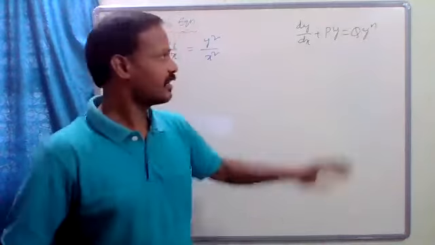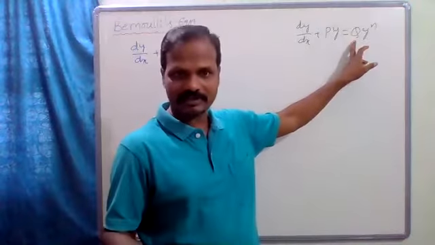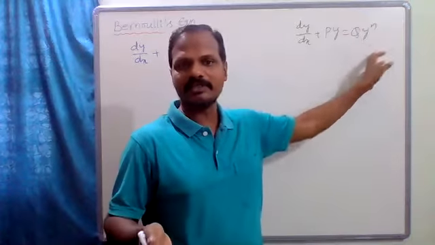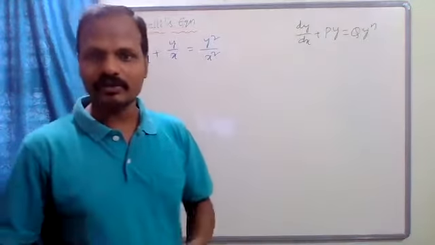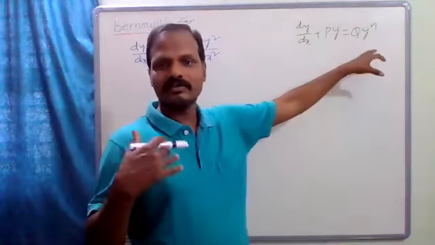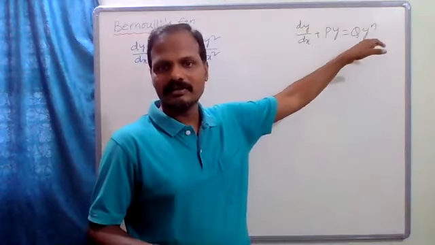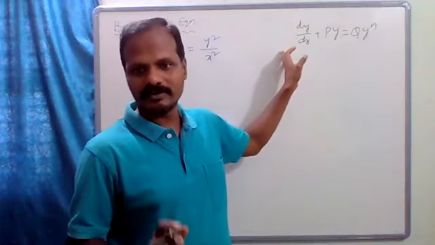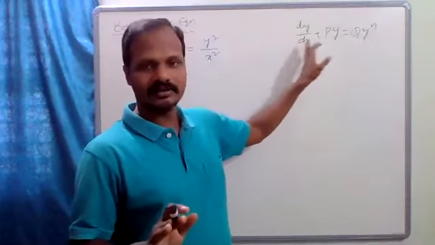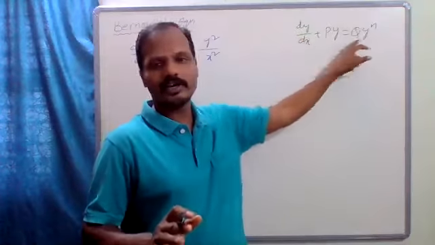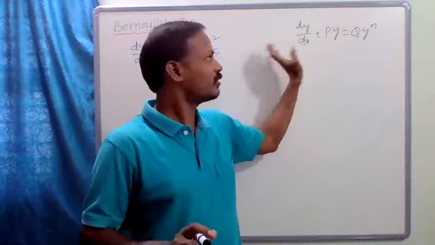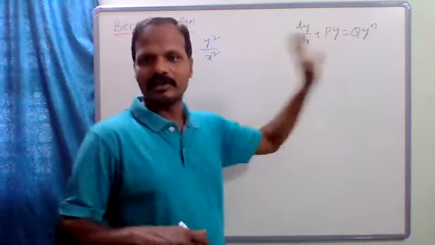Yes or no? But here q is a function of x and y power n, so it is a combination of x and y. So what we have to do? Whatever y terms are there, move to left side. That is the first case. So y power n, you have to move to left side. That means you have to divide this with y power n.